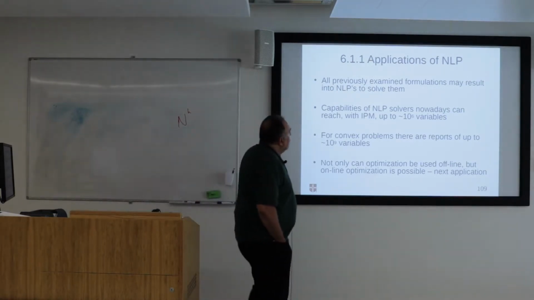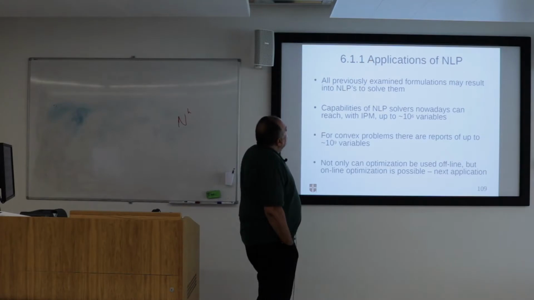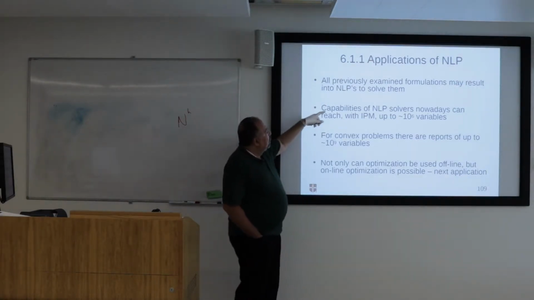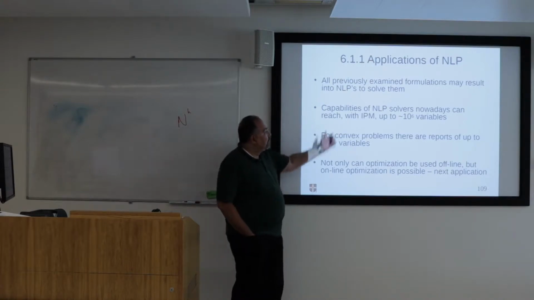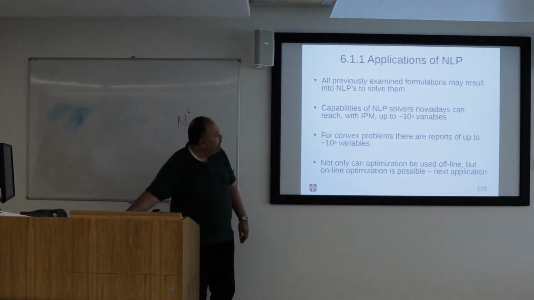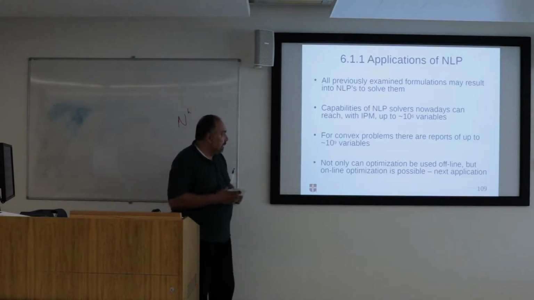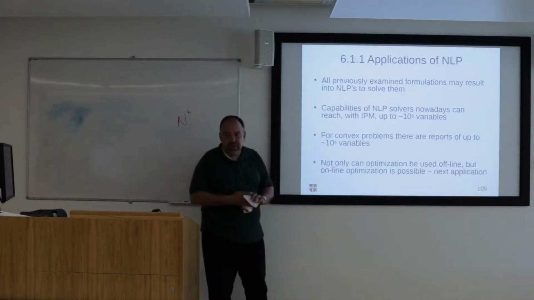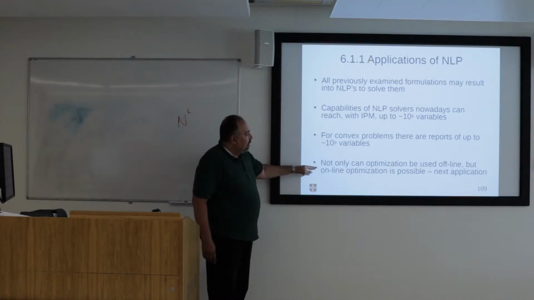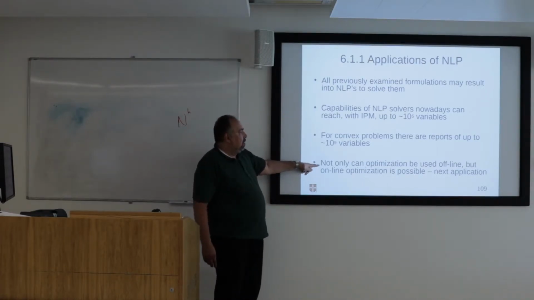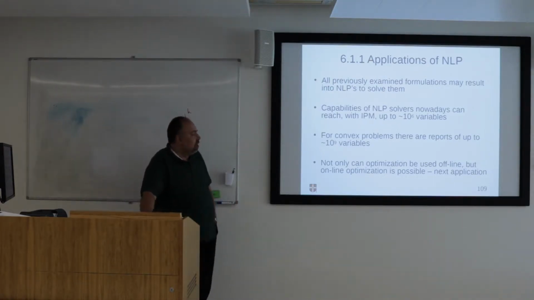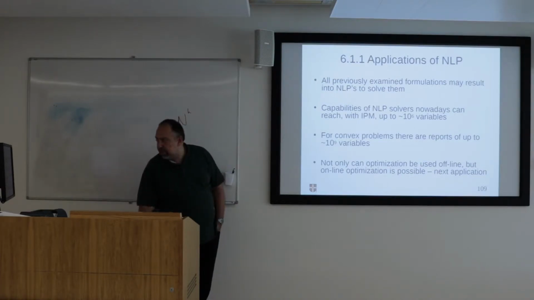Applications of nonlinear programming. All previously examined formulations may result in an NLP, and therefore we need such capability to solve them. NLP solvers nowadays can reach, with interior point methods, as I said, up to millions of variables. For convex problems and linear programming problems, there are even reports of having gone up to 1 billion variables. But also now you can have not only offline applications of optimization, but also online optimization is possible.